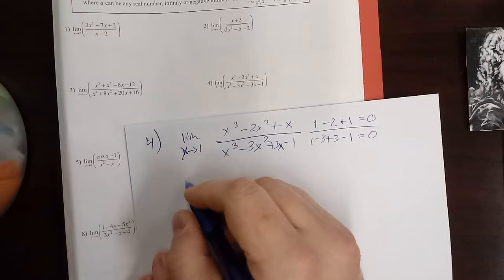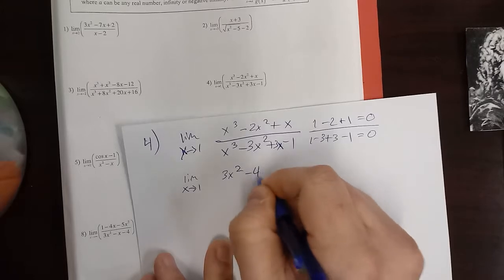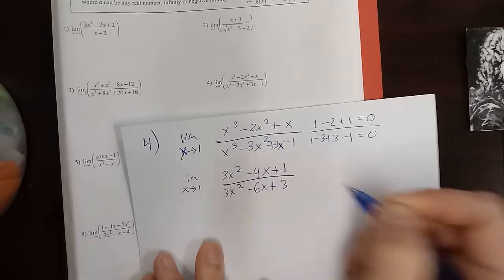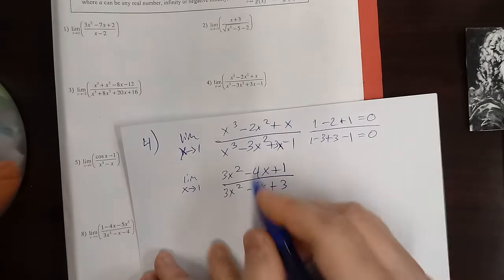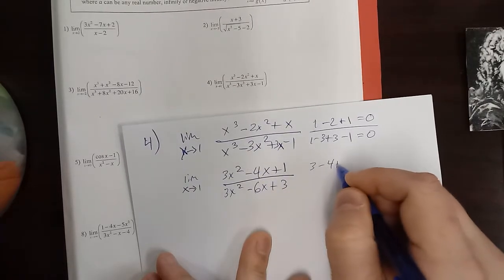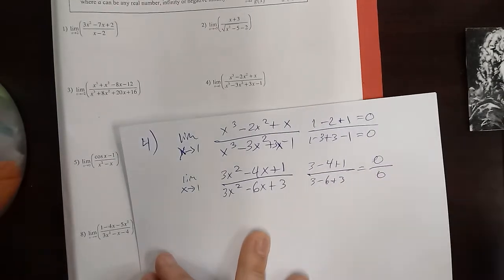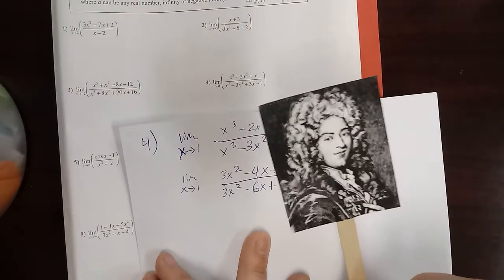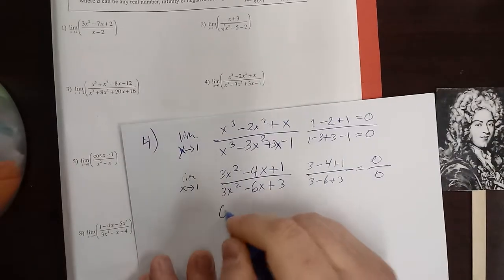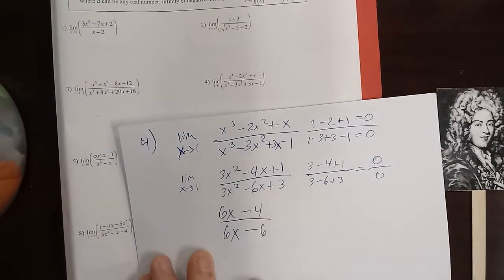All right, let's see. So we'll take the derivative of the top and the bottom using L'Hopital's rule. So we get 3x squared minus 4x plus 1 over 3x squared minus 6x plus 3. Darn. I was hoping it would be a number now, but instead, we get 3 minus 4 plus 1 over 3 minus 6 plus 3. We wind up getting 0 over 0. You know what I'm going to say. Okay. So L'Hopital says, let's take the derivatives again. We get 6x minus 4 over 6x minus 6.